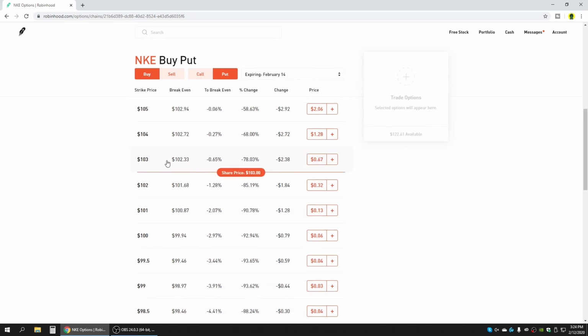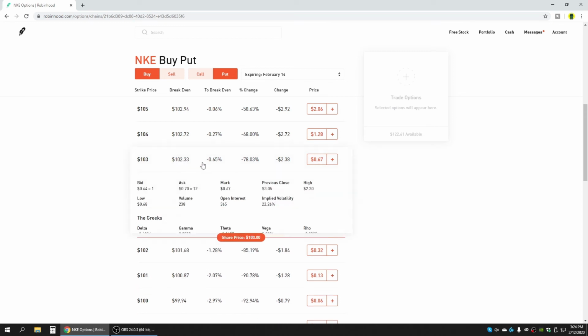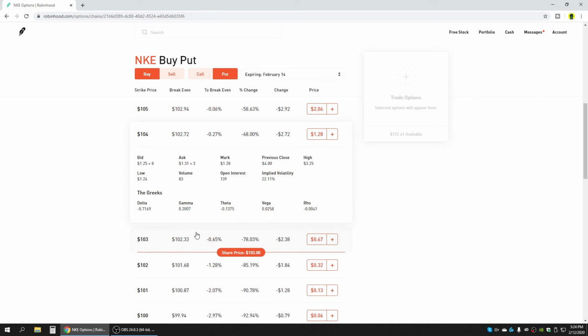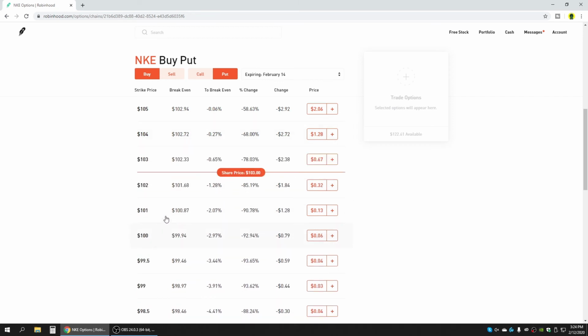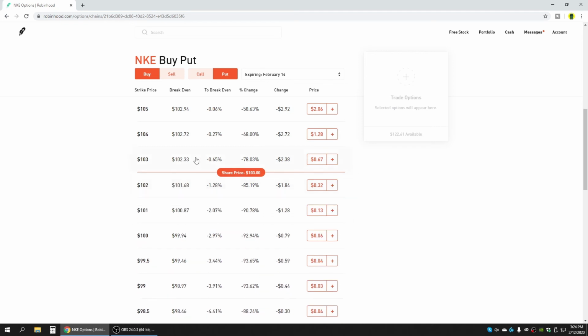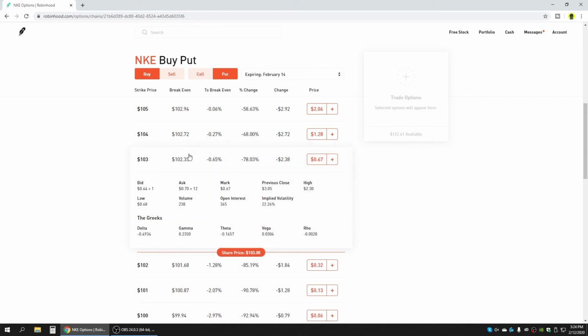So on the put side, the 103 is the at the money contract. It has a gamma of 0.2350. We go to the 104, it only has a gamma of 0.2. The 102 has a gamma of 0.187, so that's how you can always tell which one's your at the money contract. If the stock went down to 102, then this contract would go up what the delta is.